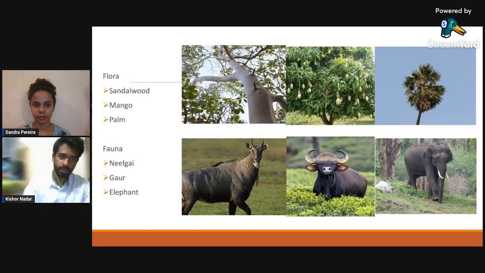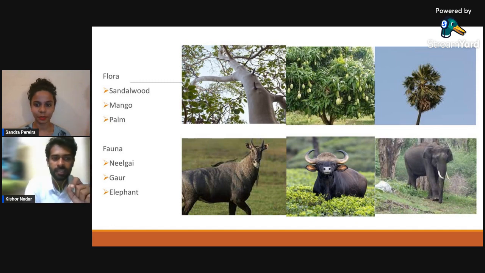Flora, we'll come to our flora. The sandalwood, which is found only in these regions of India, mango, palm trees, and other species also. Sandalwood is famous for its fragrance and aromatics, and it is also very precious economically.